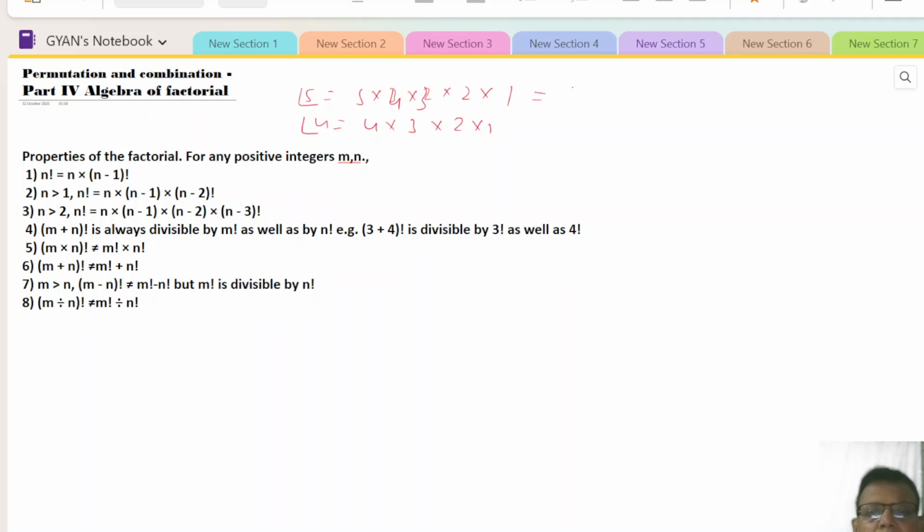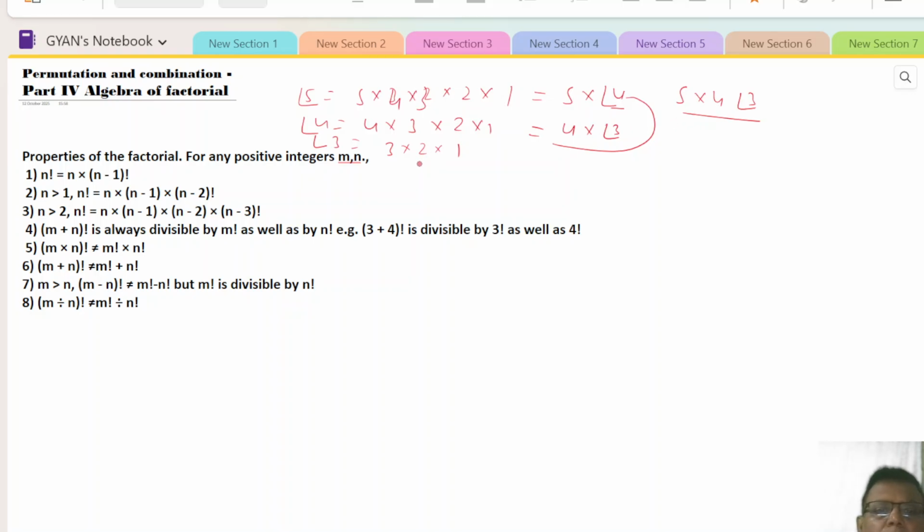That means 5 factorial is 5 into factorial 4. And what is factorial 3? Factorial 3 is 3 into 2 into 1. So factorial 4 is equal to 4 into factorial 3. So you put this here, and it will be 5 into 4 into factorial 3.